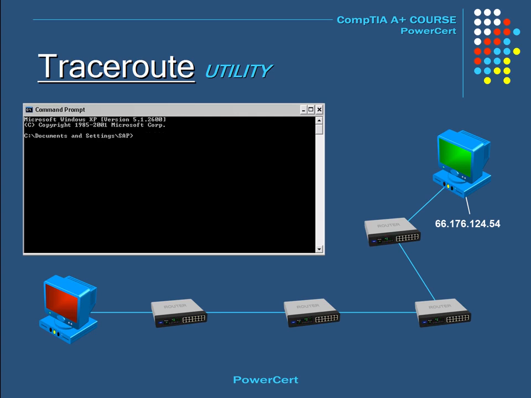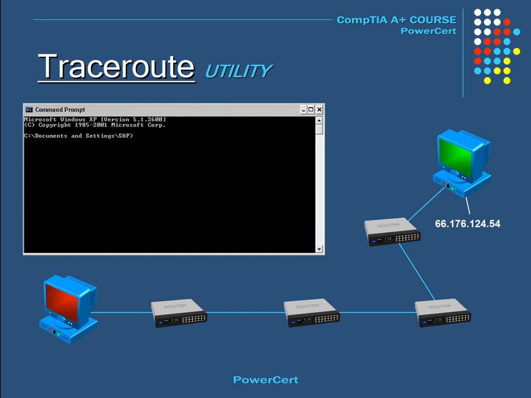So for example, if we try to ping a destination and the ping command failed, we can use the tracert utility to find out where the data packet is failing along its path. So let's go ahead and trace route this IP again.